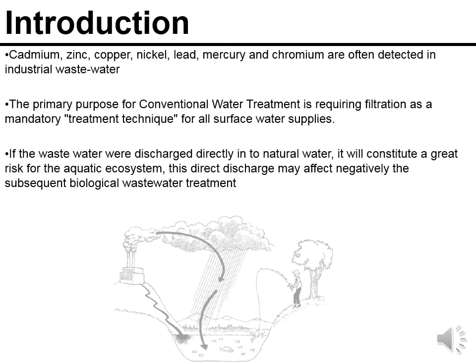Moreover, there are other metals that could be detected in wastewater and are harmful in high concentration, such as zinc, cadmium, nickel, lead, mercury, and chromium, which require a lot of steps for treatment. The main problem is that this wastewater is discharged directly to natural water. In this case, it is a risk for the ecosystem, and this direct discharge may negatively affect the biological wastewater treatment.